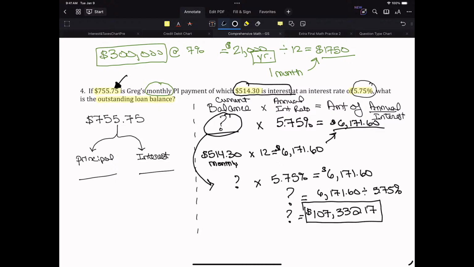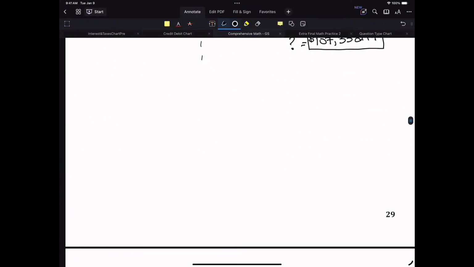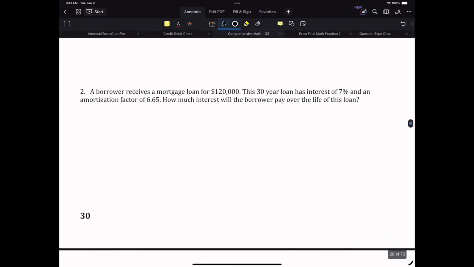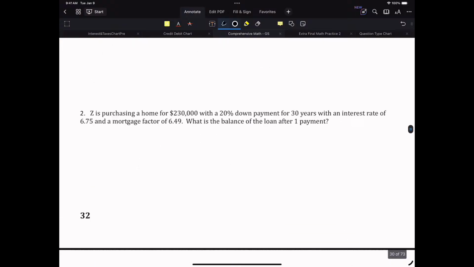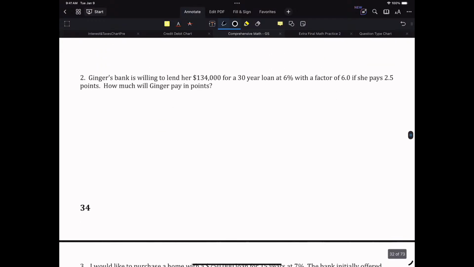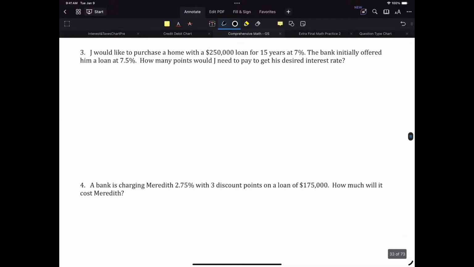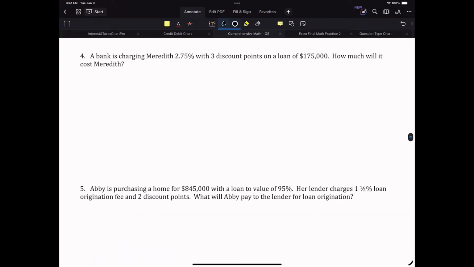Now, I had a request for some points, and I know I've got some point problems here. So let me just scroll down a bit. And let's do a simple one first. A bank is charging Meredith 2.75% with 3 discount points on a $175,000 loan. How much will it cost Meredith?